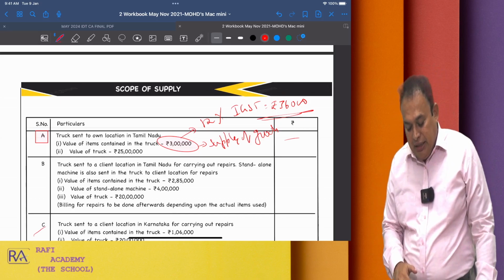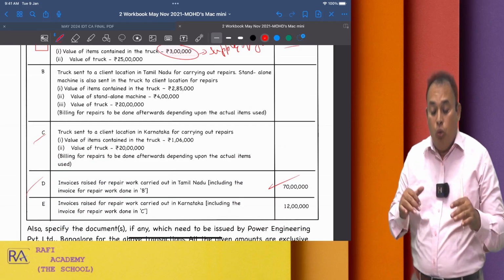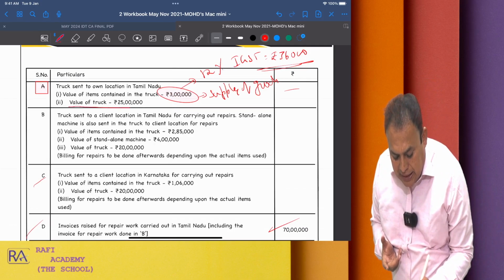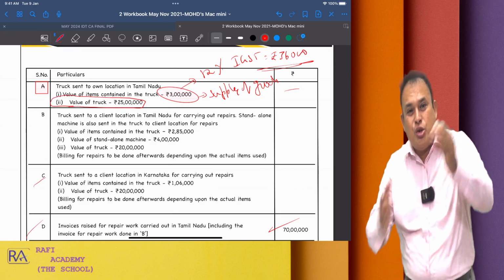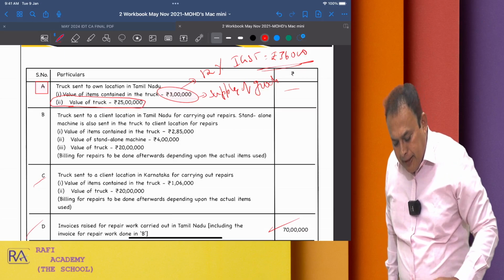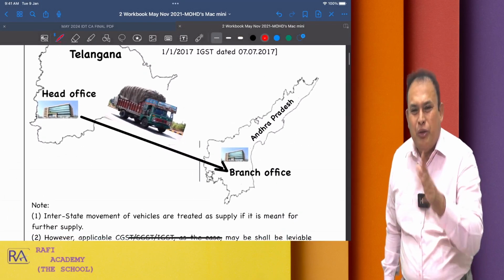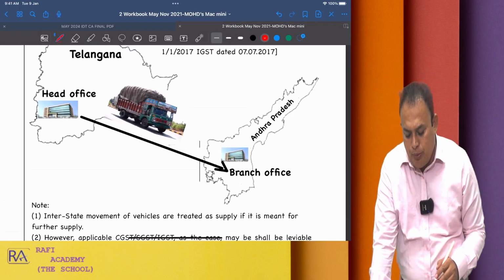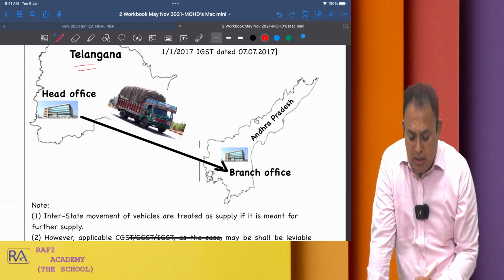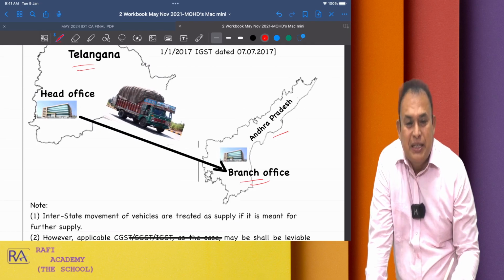Further, referring here to point number B, truck sent to client location. One more point is there. You can catch hold of me and ask, sir, what about the value of the truck? The truck is also going, na? Take one example: head office from Telangana sending the goods in a truck to a branch office in Andhra Pradesh.